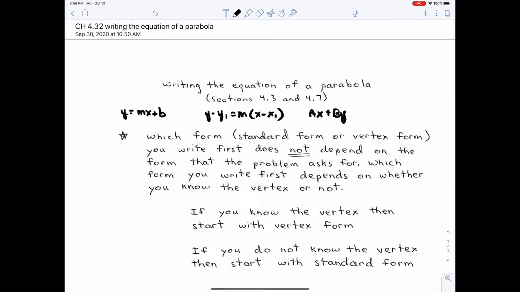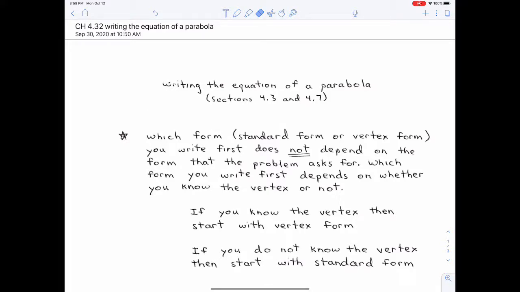And what I told you to do is always write point-slope form first. In other words, if I give you a problem and I say, write slope-intercept form, do you start with slope-intercept form? Nay, nay, says the horse. You start with point-slope form, and then you change it to slope-intercept form. If I say write standard form, do you start with standard form? Nay, nay, says the horse. You start with point-slope form, and then you change into whatever form you want. So what form you're being asked to write does not determine what form you start with.